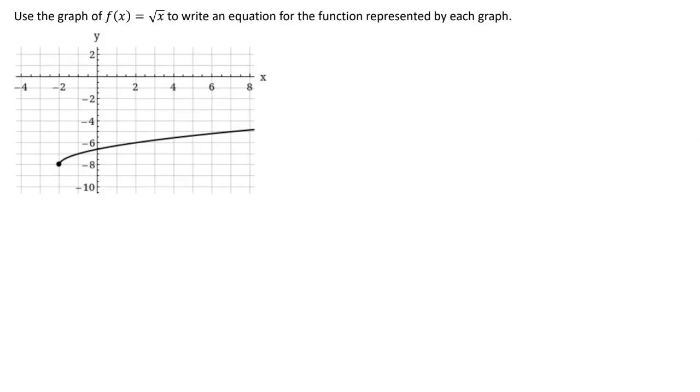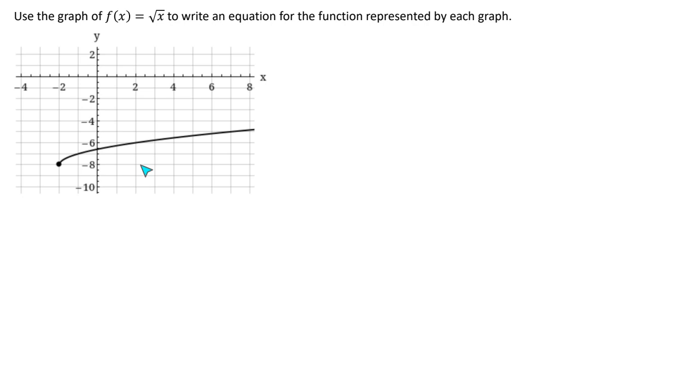Okay, so now let's look at some questions from 1.5 transformations. Here it says use the graph of f of x equals square root of x to write an equation for the function represented by each graph. So what happens here is we have something called transformations. Our graphs can be transformed by shifting upward, downward, to the left, to the right. And so we're going to figure out what this equation is.